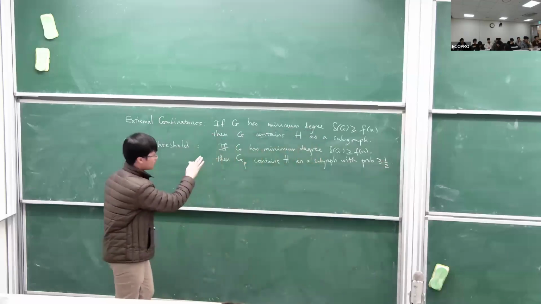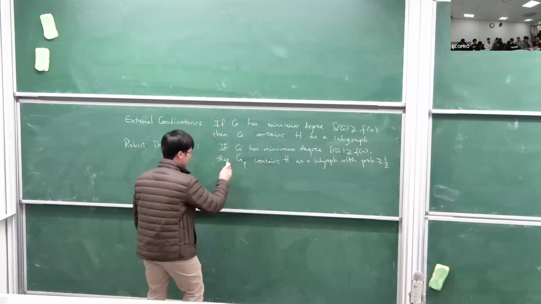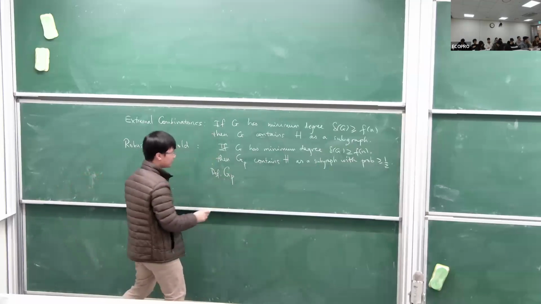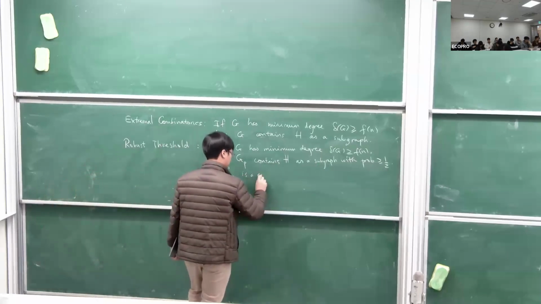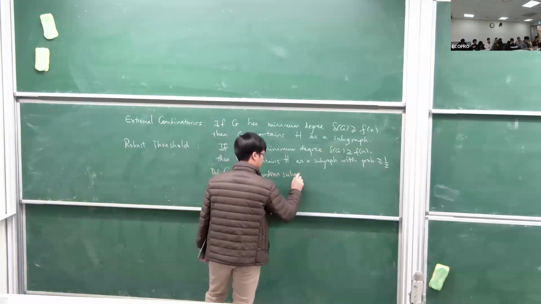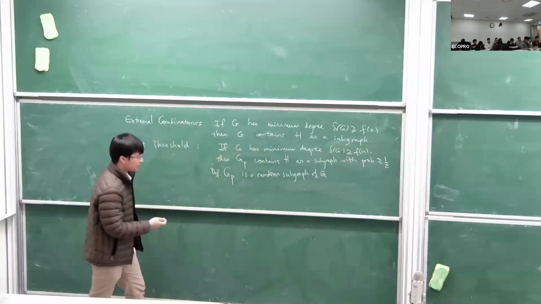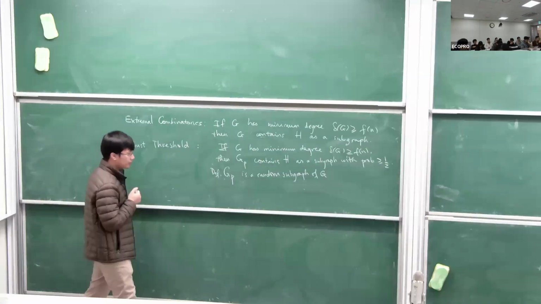So I start from the graph G, which at least is guaranteed to contain a copy of H. Now I will define here this random subgraph G_p of G, and it is simply obtained by retaining each edge of G independently with probability p.